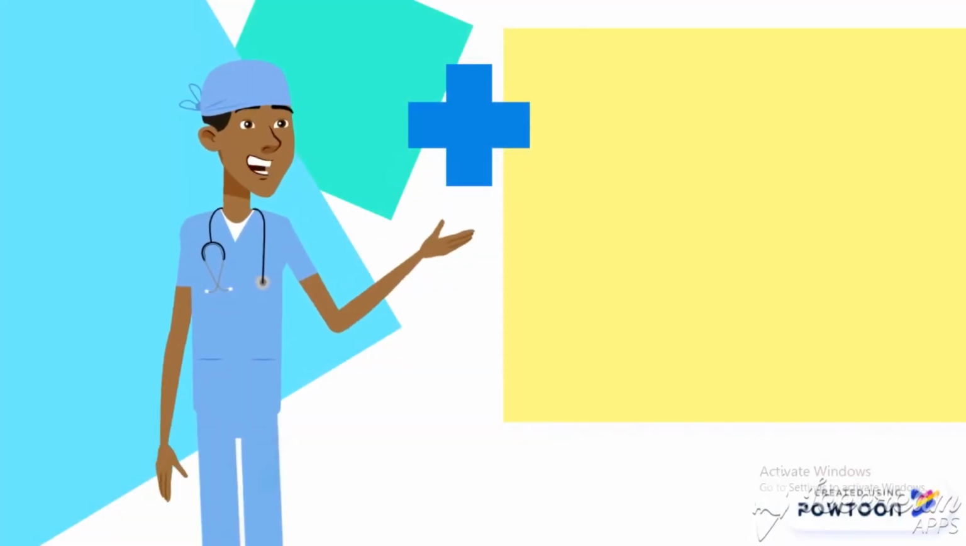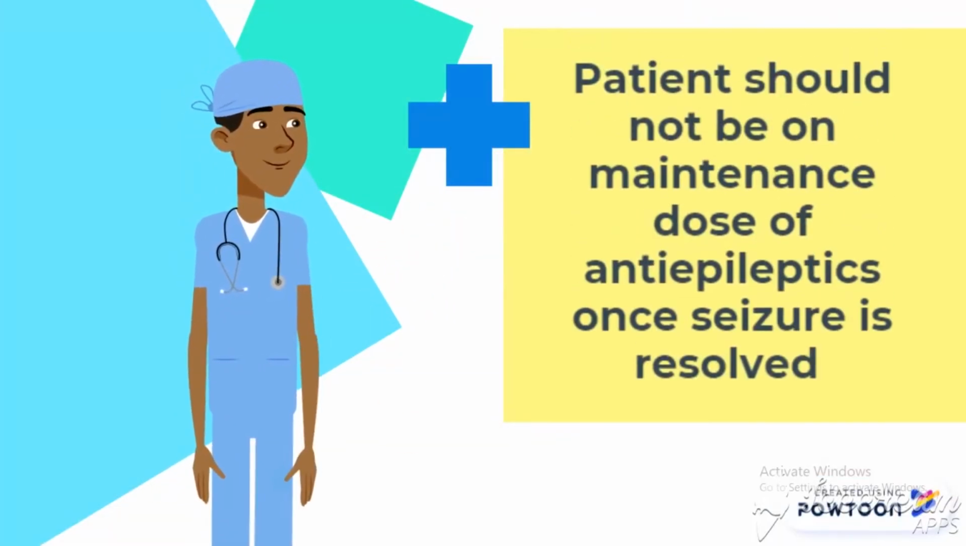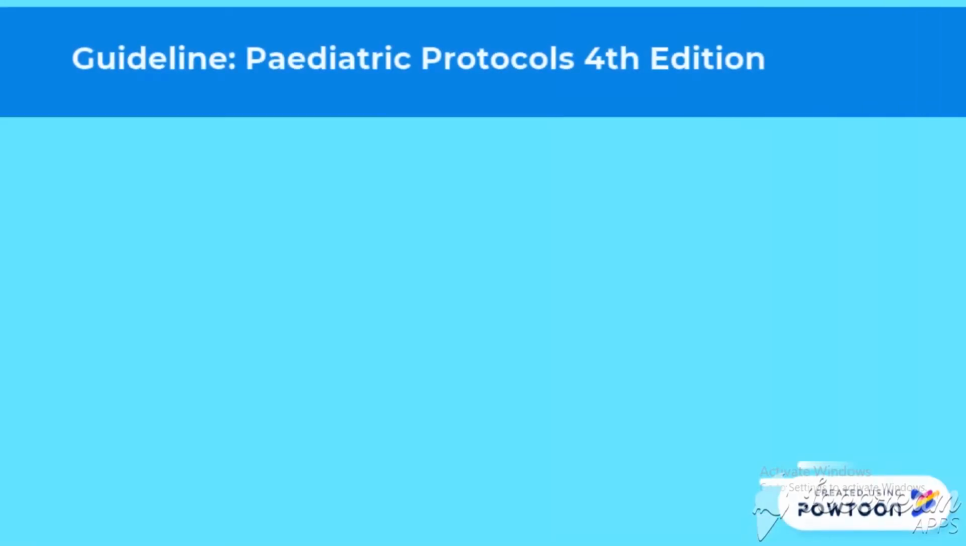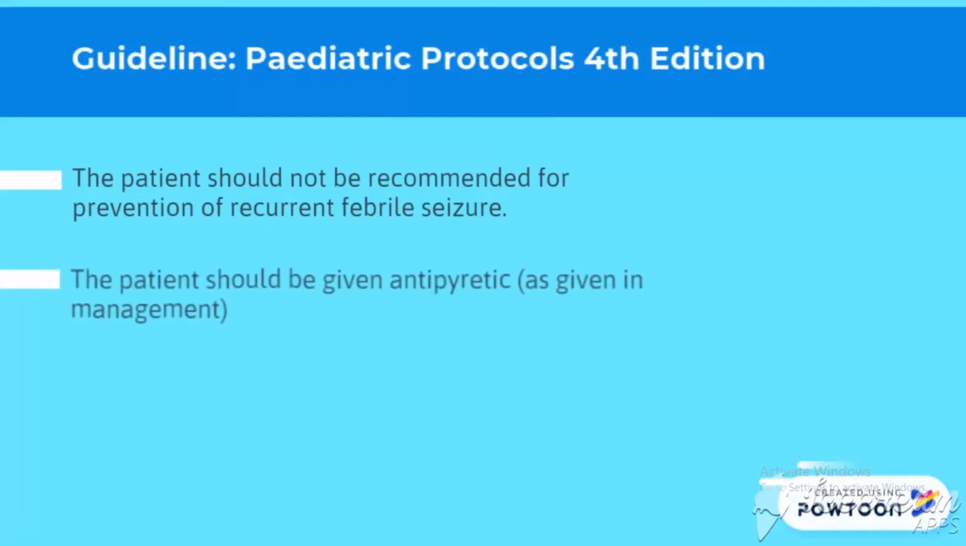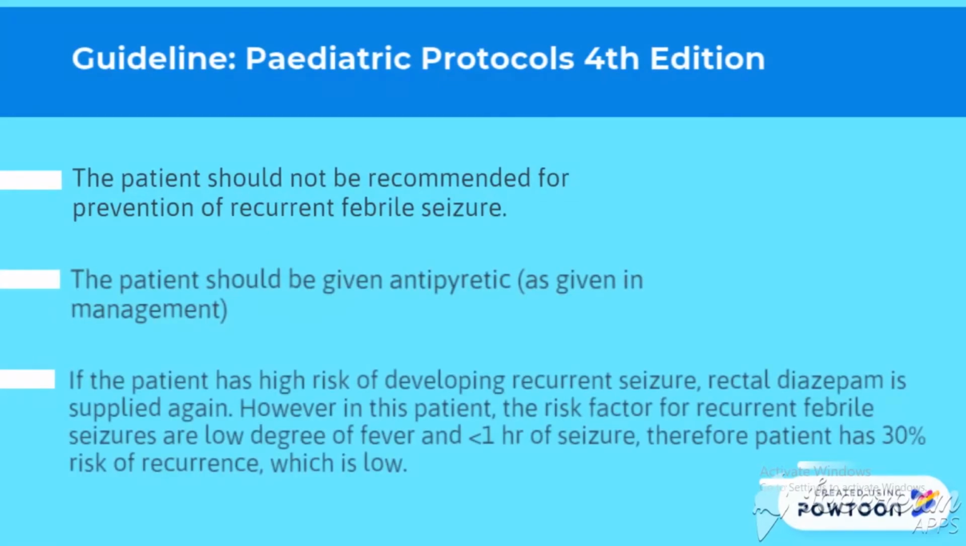For the next drug-related problem, patients should not be on a maintenance dose of anti-epileptics once the seizure is resolved. This is according to the Pediatric Protocol 4th edition. Anti-epileptics are not recommended for prevention of recurrent febrile seizure, and the patient should be given antibiotic instead. If the patient has a high risk of developing recurrent seizure, rectal diazepam is applied. However, in this patient, the risk factor is low as the degree of fever is low and the duration of seizure is less than 1 hour.